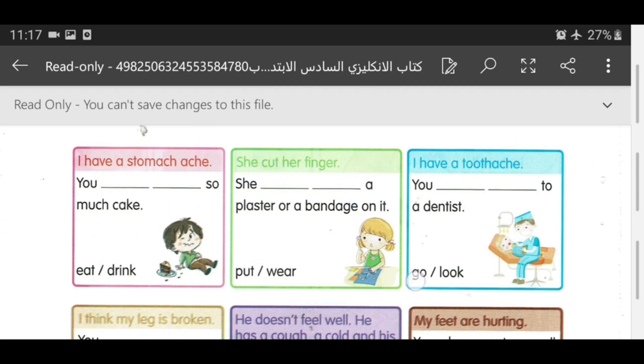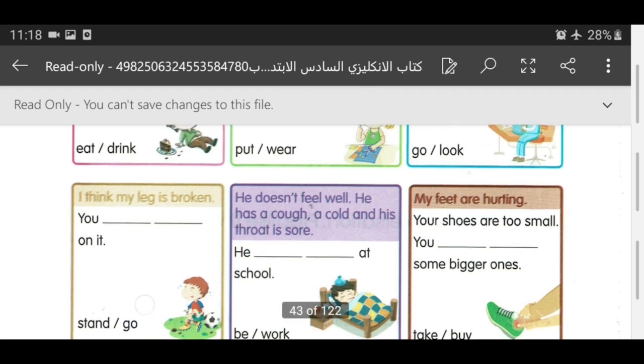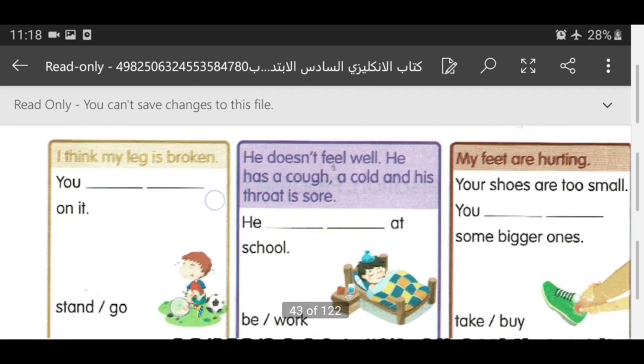I have a toothache. You to a dentist. We take the verb go. You should go to a dentist. I think my leg is broken. You on it. Here you should go straight to the hospital.